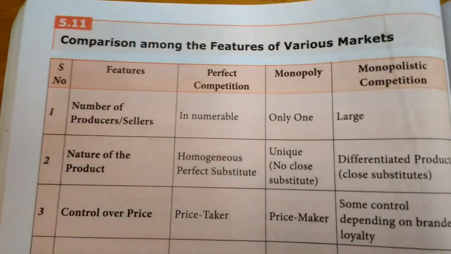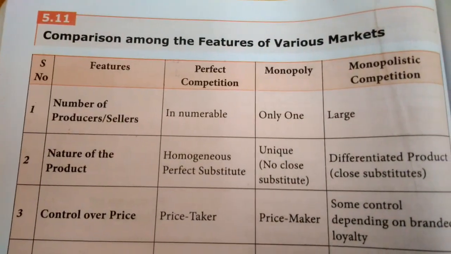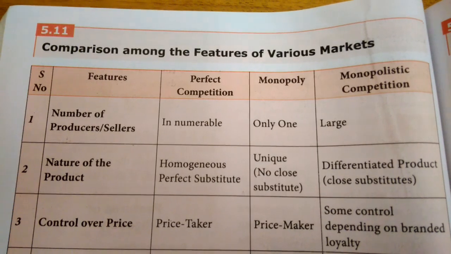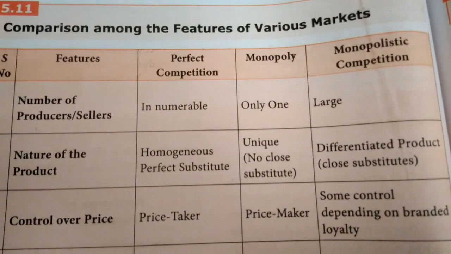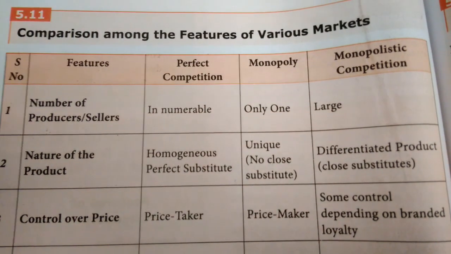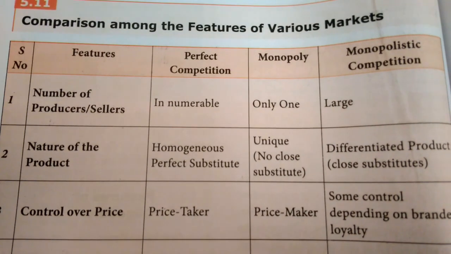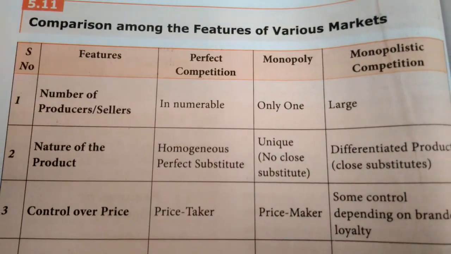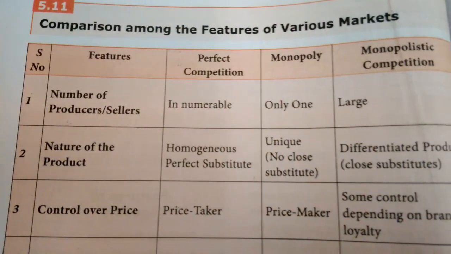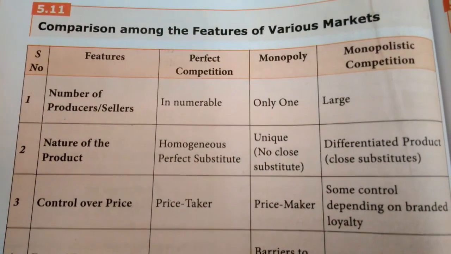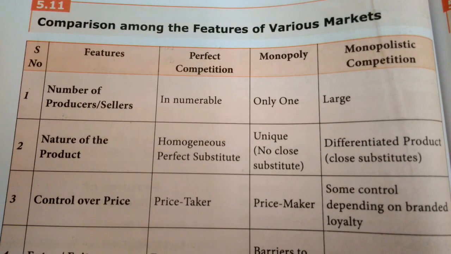Next, we will study a comparison among the features of various markets. We have studied the different types of market situations. Of these, three types of market are the most effective and considerable: perfect competition, monopoly and monopolistic competition. These three types of competition are mostly available in our nations, so we will study the comparisons among them.